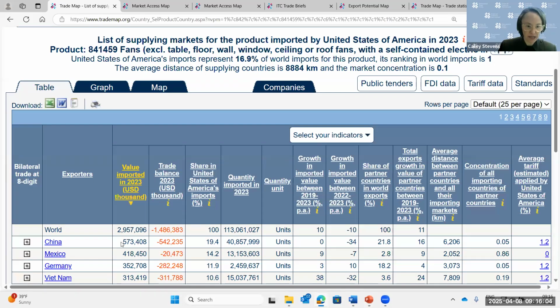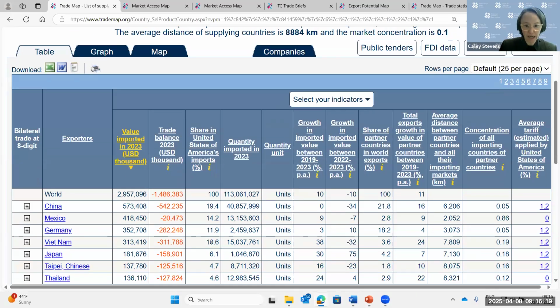So what we can see here is that in 2023, China exported $573 million worth of fans to the US market, followed by Mexico, Germany, and Vietnam. We can see that fans from Vietnam accounted for 10.6% of the US's total imports of fans. And we can also see that between 2019 and 2023, US imports of fans from all suppliers grew by 10%. And when we look at Vietnam, we can see that US imports of fans from Vietnam over this period grew 38%. So Vietnam has become an increasingly important supplier of fans to the US market.